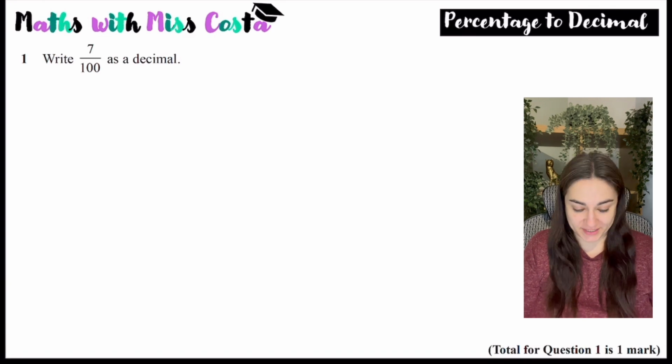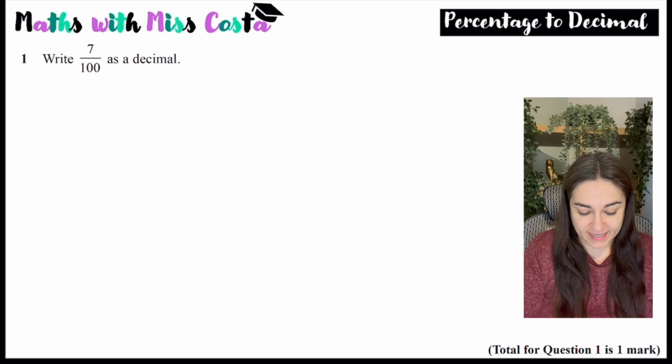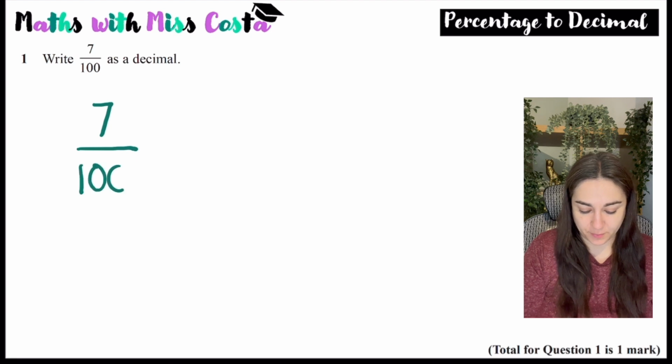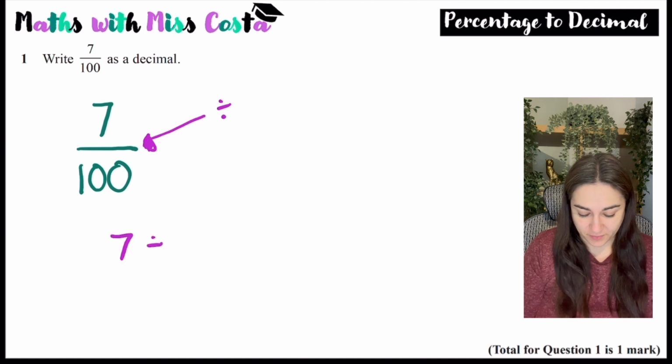Okay, so this first question is asking us to write a fraction as a decimal. Now, the key thing to note is whenever I have a fraction, I've got the numerator, which is the number on top, and the denominator, which is the number on the bottom. And this line here actually means divide. So it means 7 divided by 100.